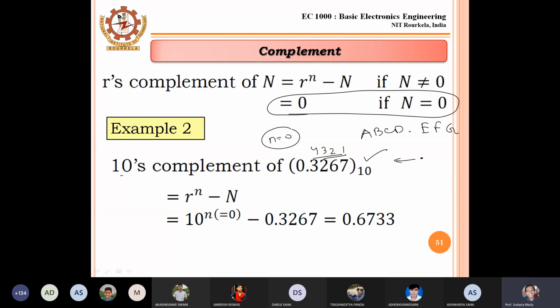Before the decimal, I use small n. After the decimal, I use small m. Here we have small n, so we cannot take this 4. So it will be 0 here.